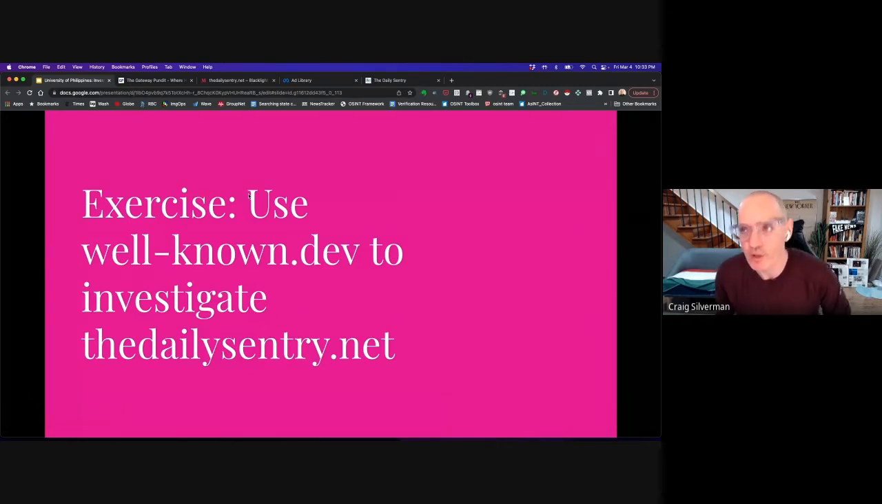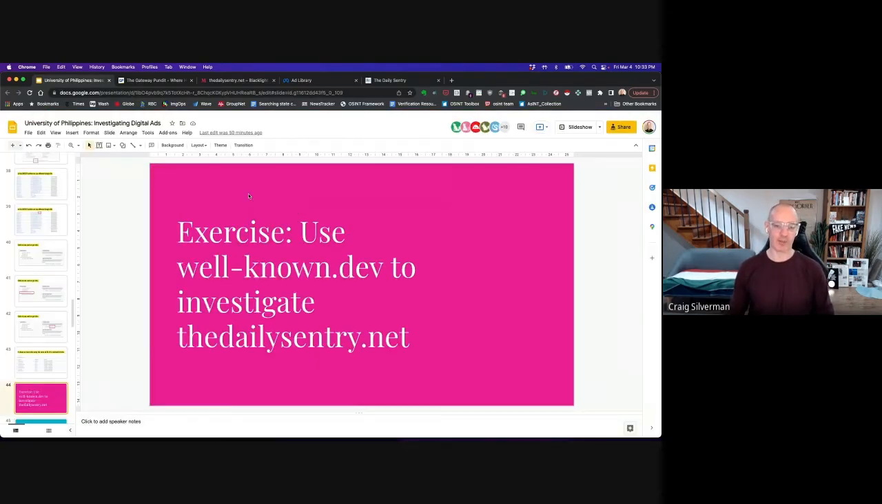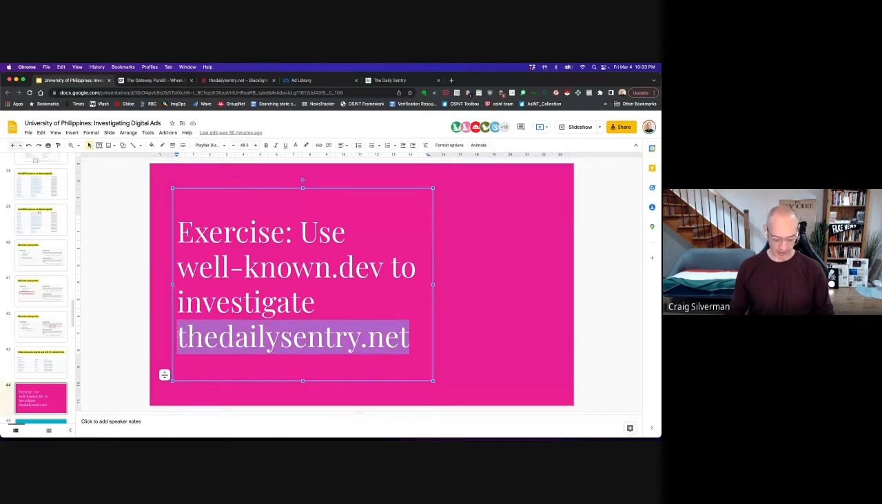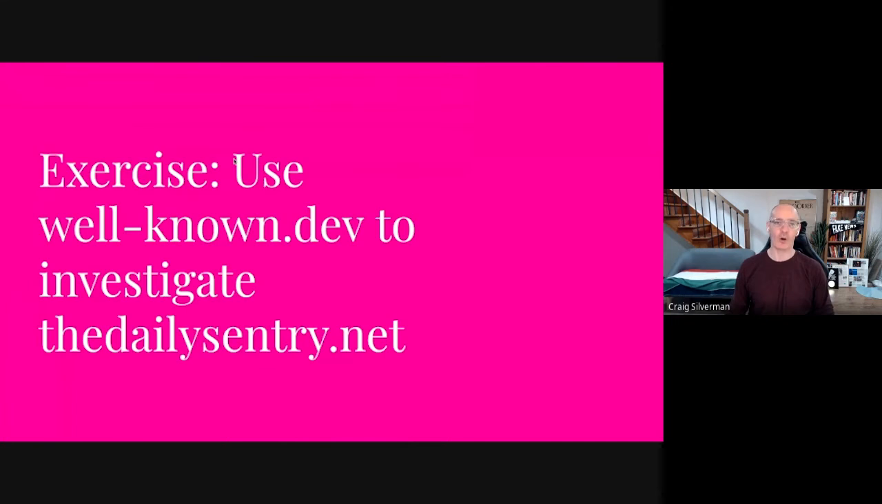Okay, so now let's do our example relevant to where all of you are. Open up wellknown.dev and drop in the dailysentry.net. Little tip there is, so I'll drop in the URL again, but drop in the URL like this. Do not put HTTP in front of it. Do not put a backslash on the end, or it will not search in well-known dev. So you want to put this in here and search it there.